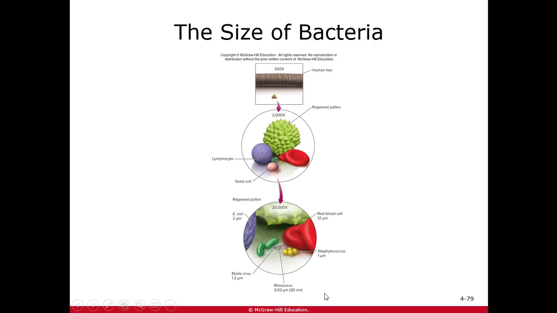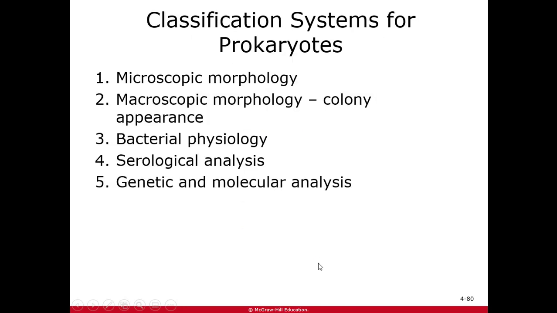Now, when we classify bacteria, one big way is what do they look like underneath the microscope? Do they have a thick cell wall, thin cell wall? We could determine that with the Gram stain. What is their shape? What is their arrangement? We can also look at what they look like on a plate when we grow them up. How do their colonies look? Are they specific colors? Are they specific shapes? Are they specific sizes?